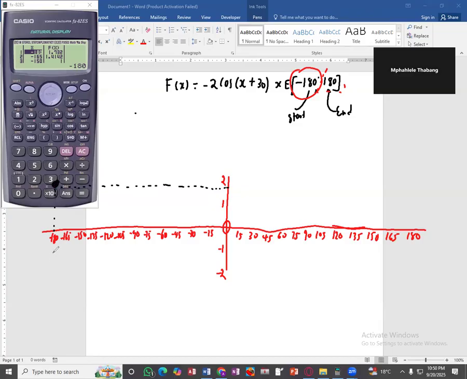Now you say minus 165 and 1.4. 1.4 is above 1, obviously. Minus 150 and 1. You'll never go wrong if you use the step of 15. Minus 135 and 0.51.